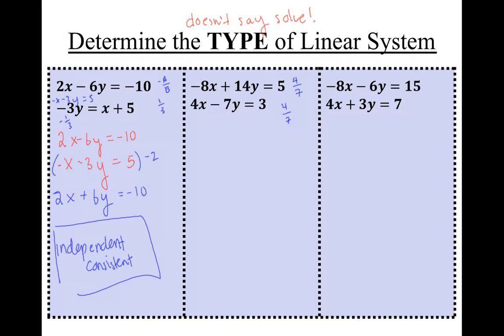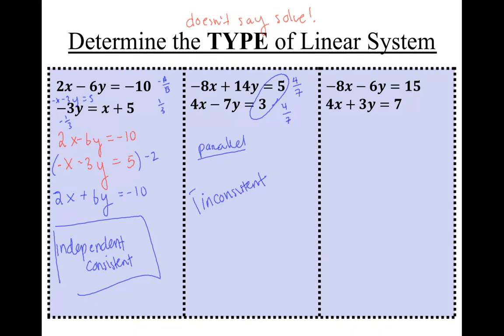Or are they going to be parallel lines? So then I can take a look right here. Well, they have a different constant, right? These are just going to be parallel lines. That means they're going to have a different y-intercept. So these are going to be parallel. So how would we describe that type of system? Inconsistent.